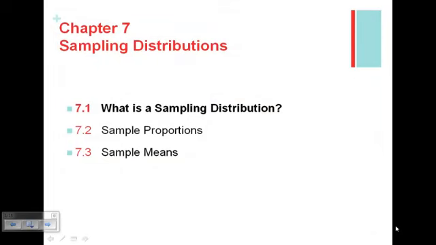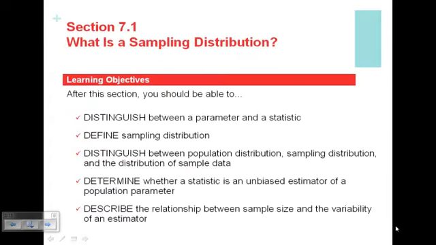Today we'll introduce the idea, actually today and tomorrow, because we're not going to be able to complete this lecture in one shot. Today we will introduce the idea of a sampling distribution, and then in 7.2 and 7.3 we will look particularly at the distribution of sample proportions in 7.2 and then the distribution of sample means in 7.3. So let's get started on what we're going to learn.